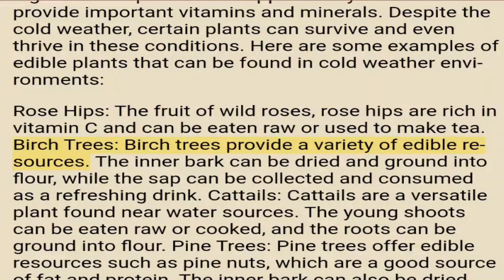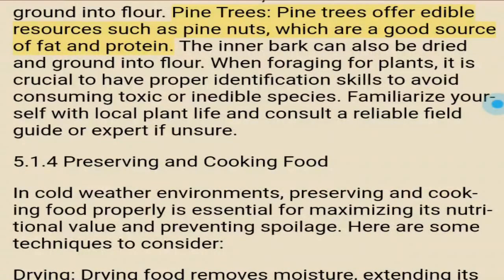Birch trees. Birch trees provide a variety of edible resources. The inner bark can be dried and ground into flour, while the sap can be collected and consumed as a refreshing drink. Cattails. Cattails are a versatile plant found near water sources. The young shoots can be eaten raw or cooked, and the roots can be ground into flour. Pine trees. Pine trees offer edible resources such as pine nuts, which are a good source of fat and protein. The inner bark can also be dried and ground into flour.